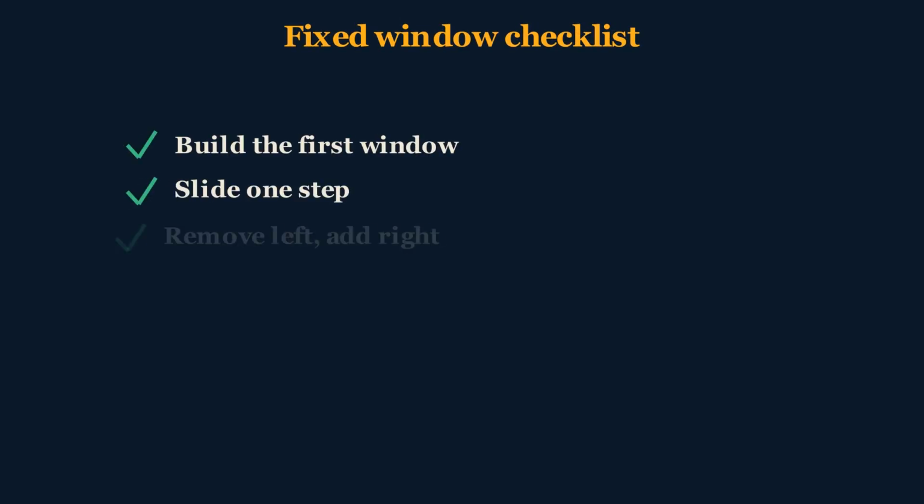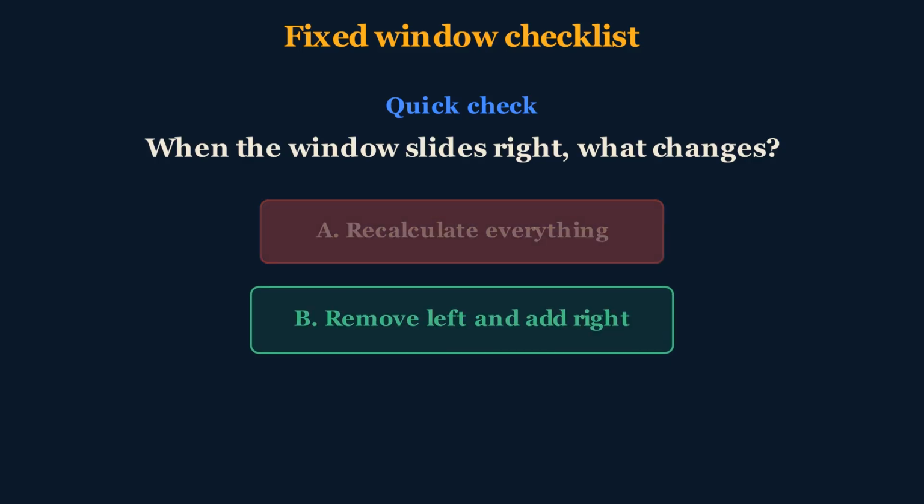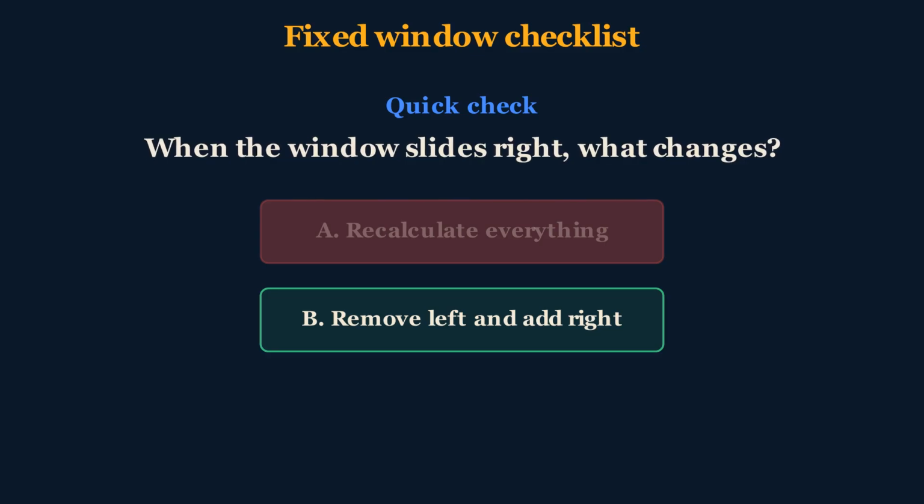Quick recap for fixed windows. Build the first window, slide 1 step. Remove left, add right. Update the answer. Fixed window means the size never changes.